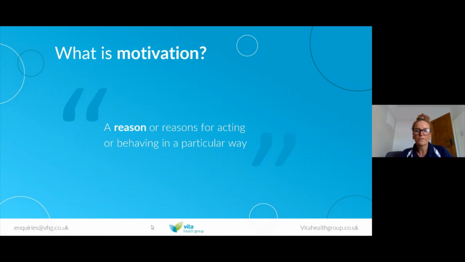So for example, if you're trying to make changes to your diet and lifestyle, you need to have a reason why. This reason could be to have more energy or to feel good, or even to prevent long-term health conditions, or to be able to run around with the kids as you get older, etc. So obviously everyone has their own reasons why, or what drives them to do something or motivates them to do something.